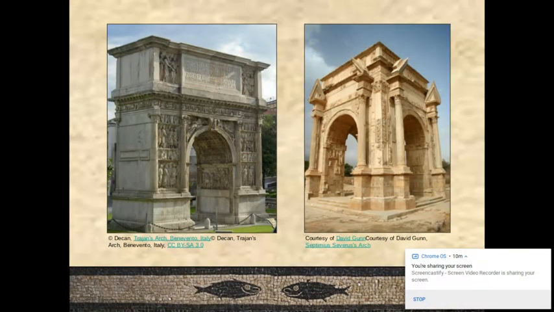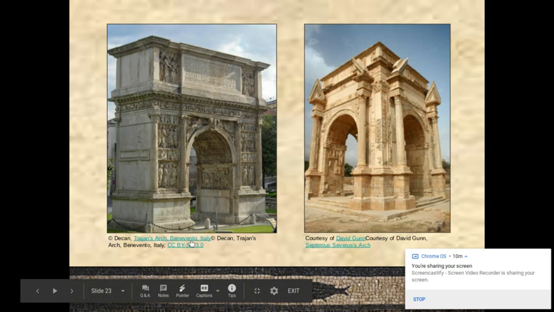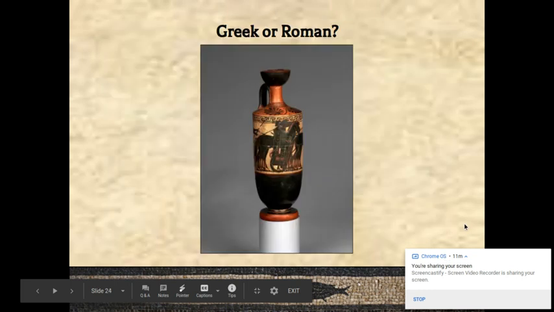And then here are some monuments. They are huge, as you can see. This one is in Italy. As you can see, it is something that people could walk through on all sides.